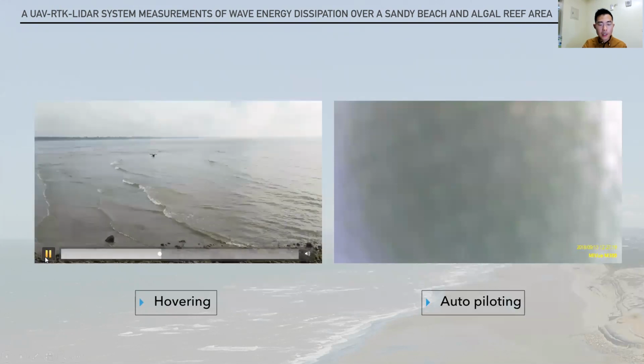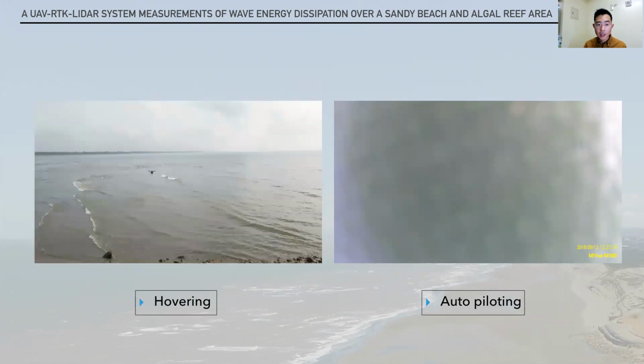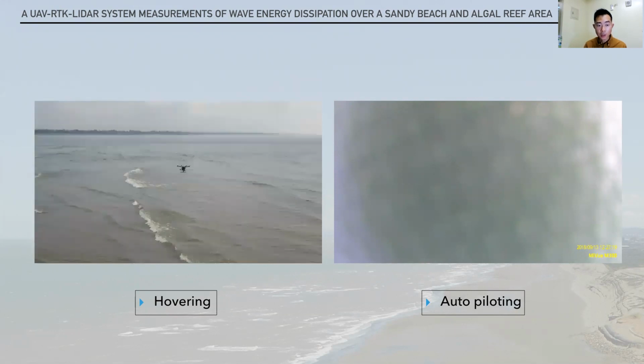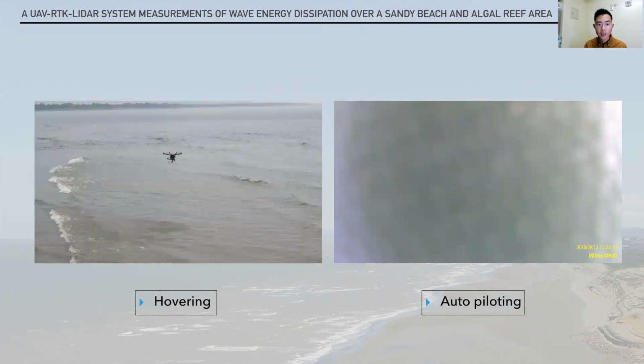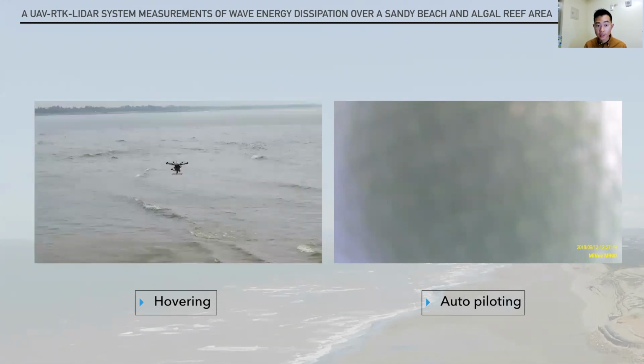This is the UAV hovering above the sea surface, about 6 to 8 meters high. It stops over the location, and the LiDAR system measures the sea surface elevation and also measures the wave height.